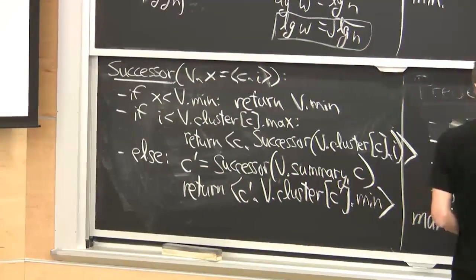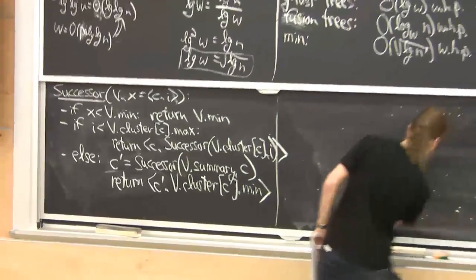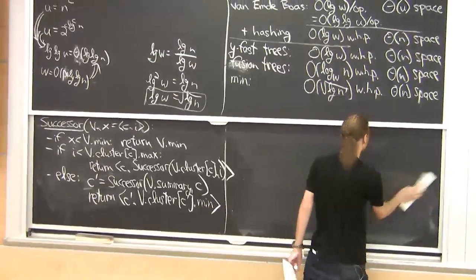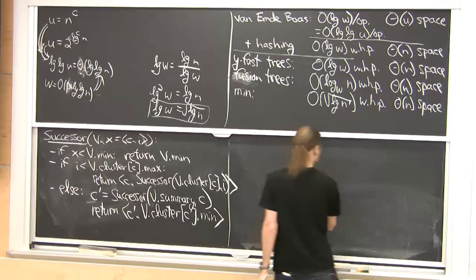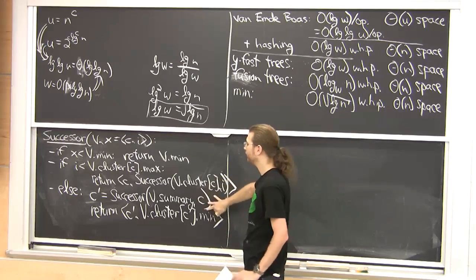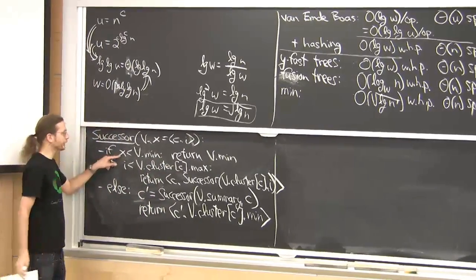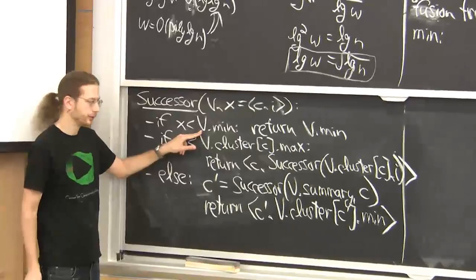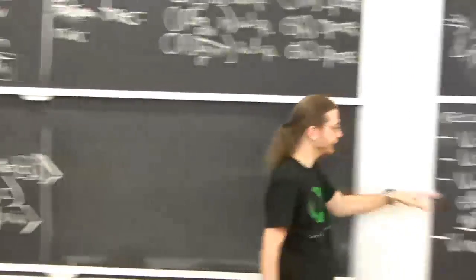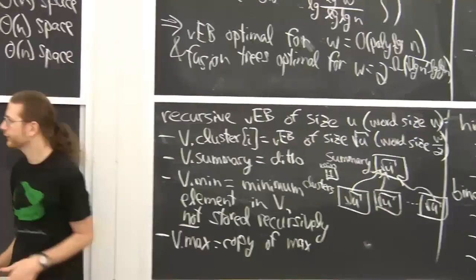Okay, so we'll start with the successor code. Predecessor is, of course, symmetric. And it basically has two cases. But there's a special case in the beginning, which is if the thing you're querying happens to be less than the minimum of the whole thing, then of course the minimum is the successor. This has to be done specially because the min is not stored recursively. And so you've got to check for the min every single level of the recursion. Okay, but that's just constant time, no big deal.